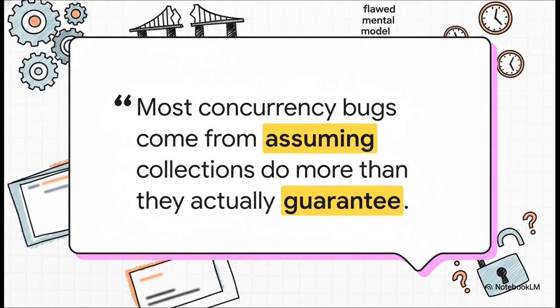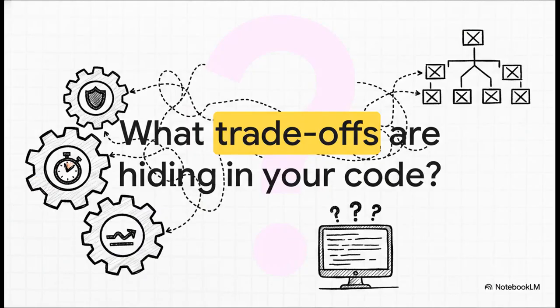So if there's one really crucial point to take away from all this, it's this. Most concurrency bugs don't happen because of a simple typo. They happen because of a flawed mental model, because we assume a collection gives us a guarantee, like a perfectly consistent view, that it simply never promised in the first place. And that brings us to the final thought I want to leave you with. Every single collection you use is making a trade-off between safety, performance, and consistency. You almost never get all 3 at once. So the real question you should be asking yourself is this: what trade-offs are hiding, maybe unintentionally, in your own codebase?